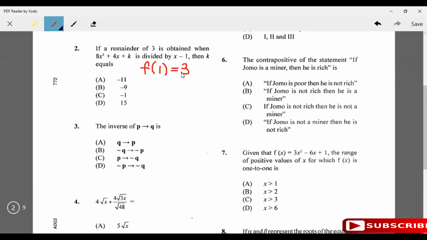If f of 1 is equal to 3, what we then know is that 8 times 1 cubed plus 4 times 1 plus k is equal to 3. And so clearly, we bring everything to one side, and we get k is going to be equal to -9. So that's question 2.